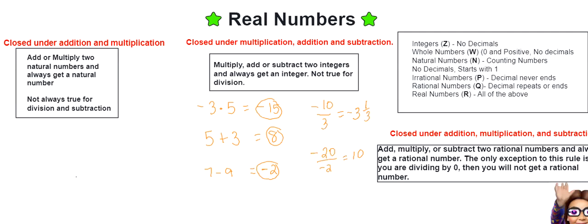All right. Let's take a look at the next one. Add, multiply, or subtract two rational numbers and always get a rational number. It will work under anything except division. And only because division has 0, that won't make it work. Let me show you what I mean. I'm going to erase this one. Okay, we're erasing this. Remember, whole numbers, natural numbers, real numbers are all rational.